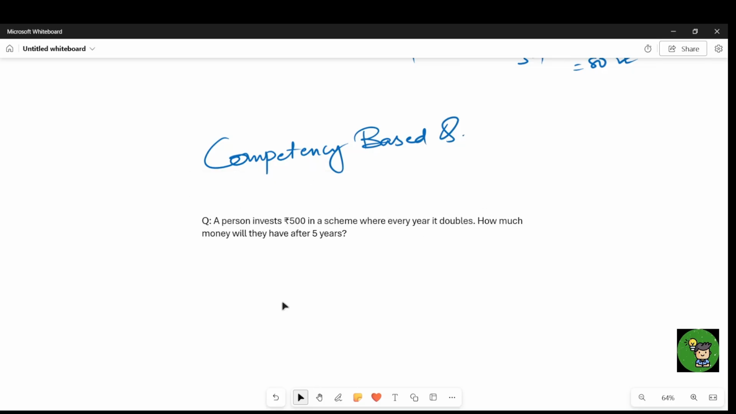A person invests 500 in a scheme where every year it doubles. Okay. So that means we will apply GP here to solve it. What is our a here? a is our rupees 500. Yes. So what will be our r? Equals to 2 because it is given double, and n is equal to 5 because 5 years. Now they are asking us how much money he will have. So how much money means we will take the sum of n terms.